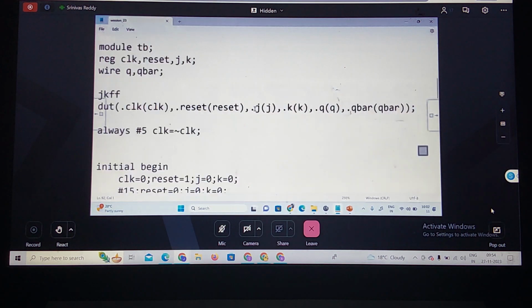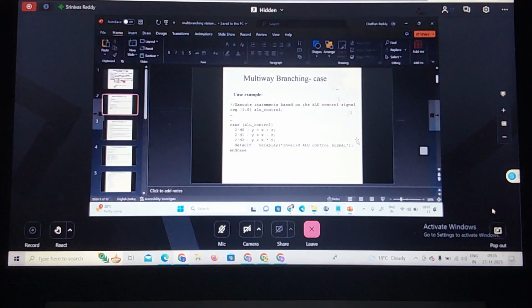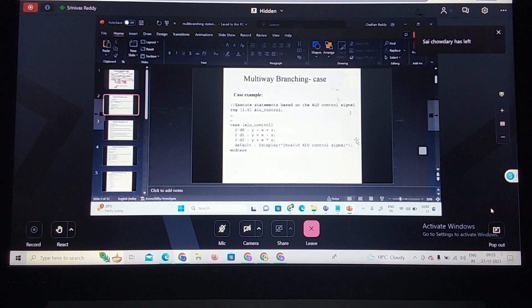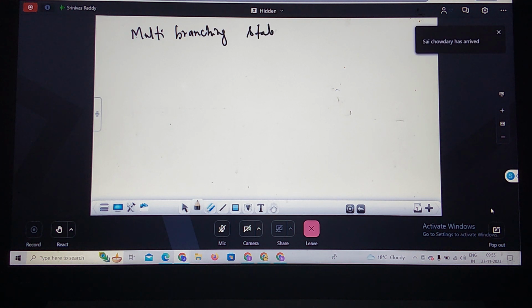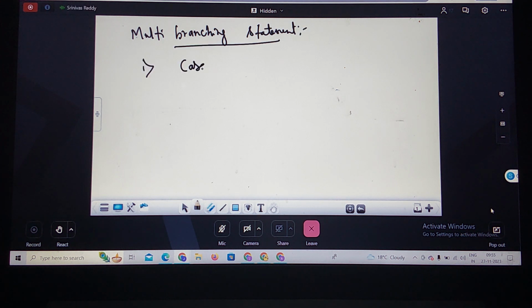Okay. So now let us go with the other multi-branch statement, which is nothing but the case statement. Case, casex and casez statements. What is the difference between casex and the casez statement? These are three multi-branching statements. What are the three? This is case. Second one is casex. Third one is casez. So what is the difference between casex and casez in Verilog?